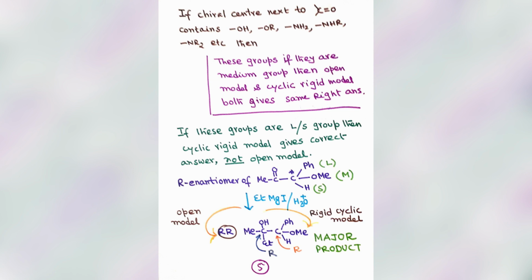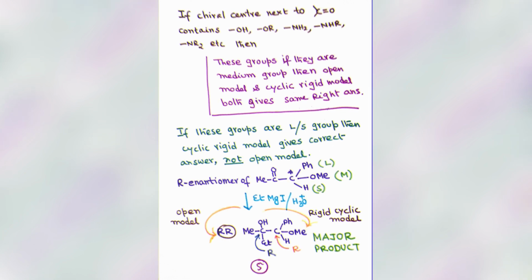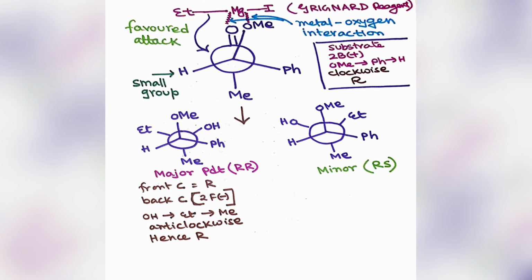Now this compound was subjected to Grignard addition using ethyl magnesium iodide followed by hydrolysis. By applying the rigid cyclic model, or the open model, it is observed that the RR diastereomer of the final product is the major. Now let us see what the cyclic rigid model means and how to write it on paper.